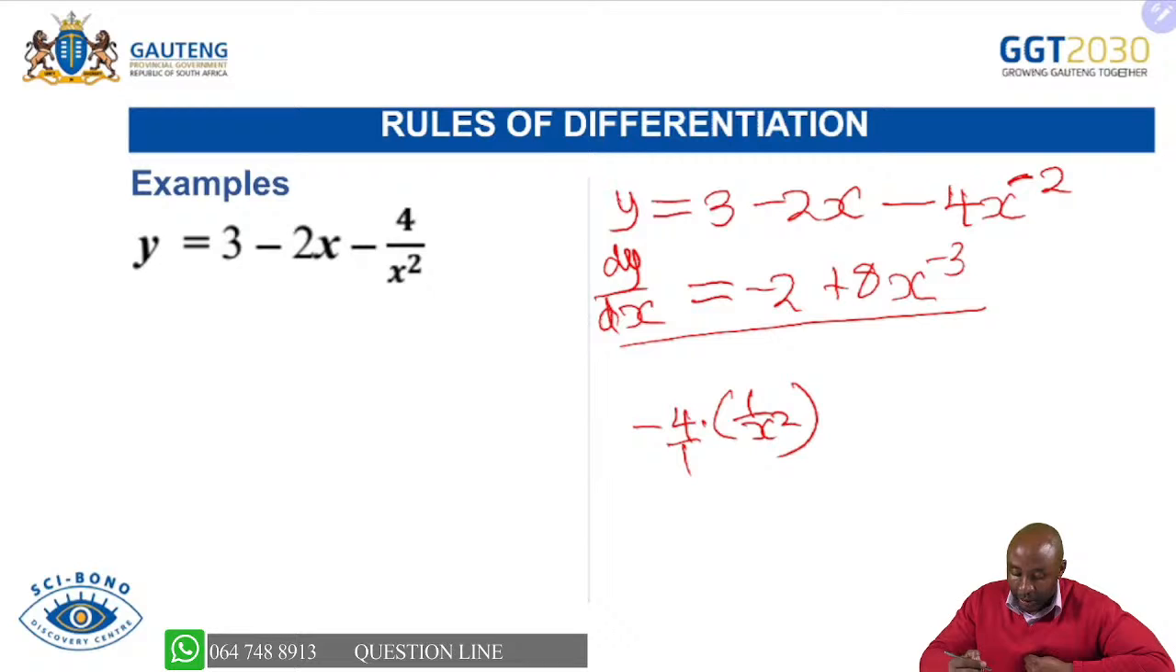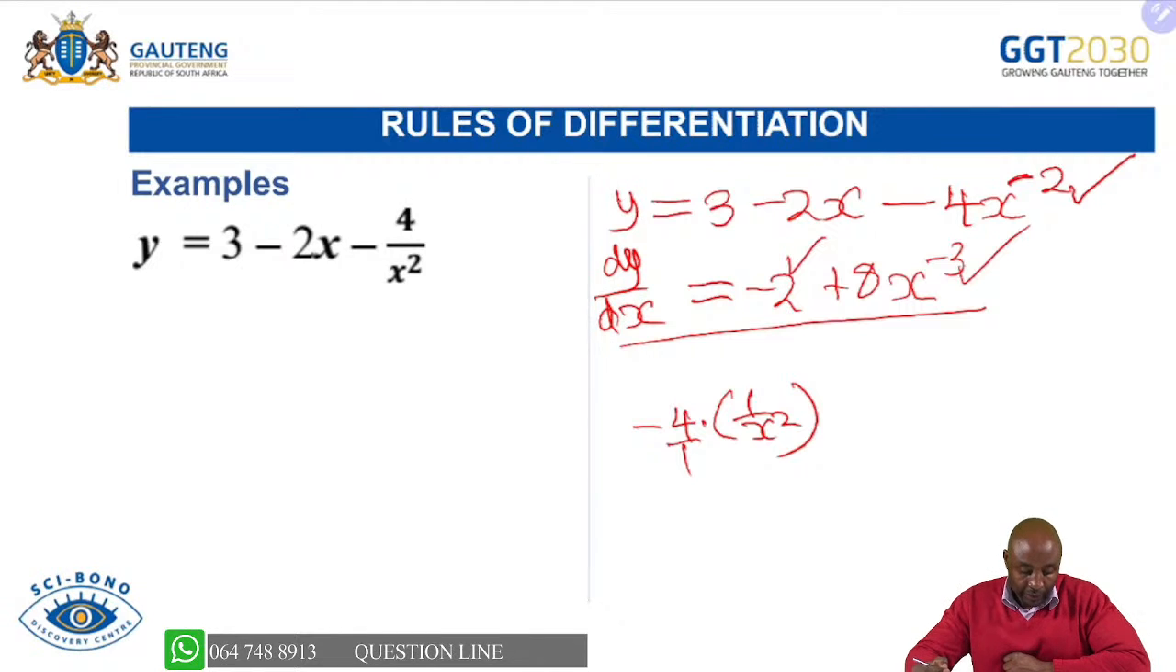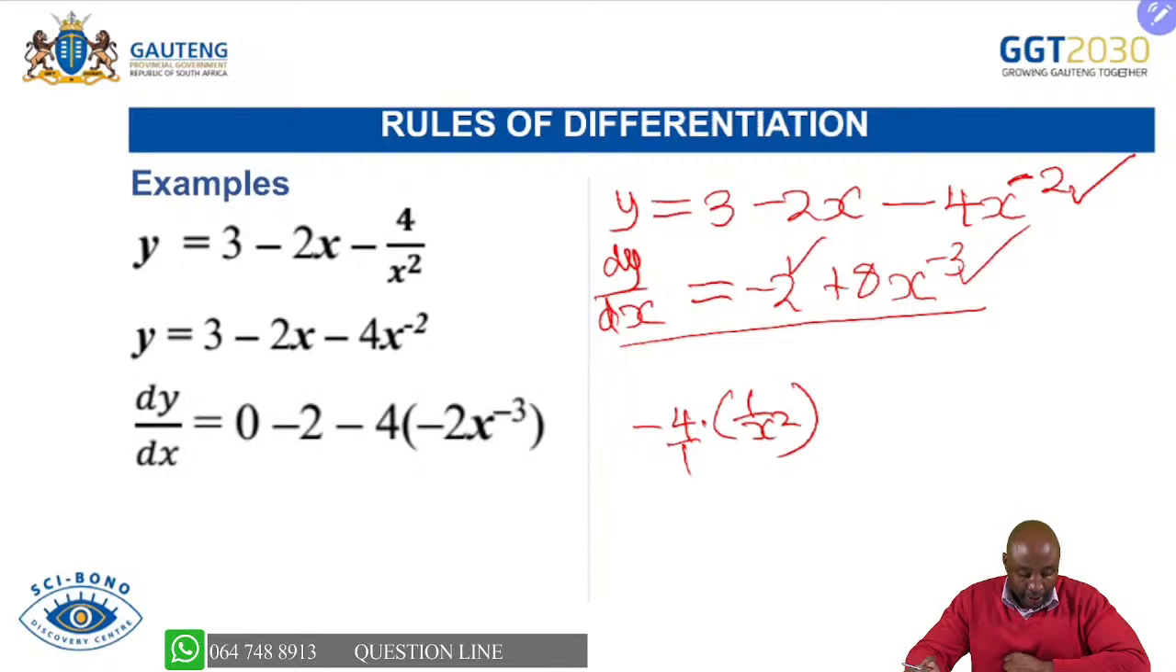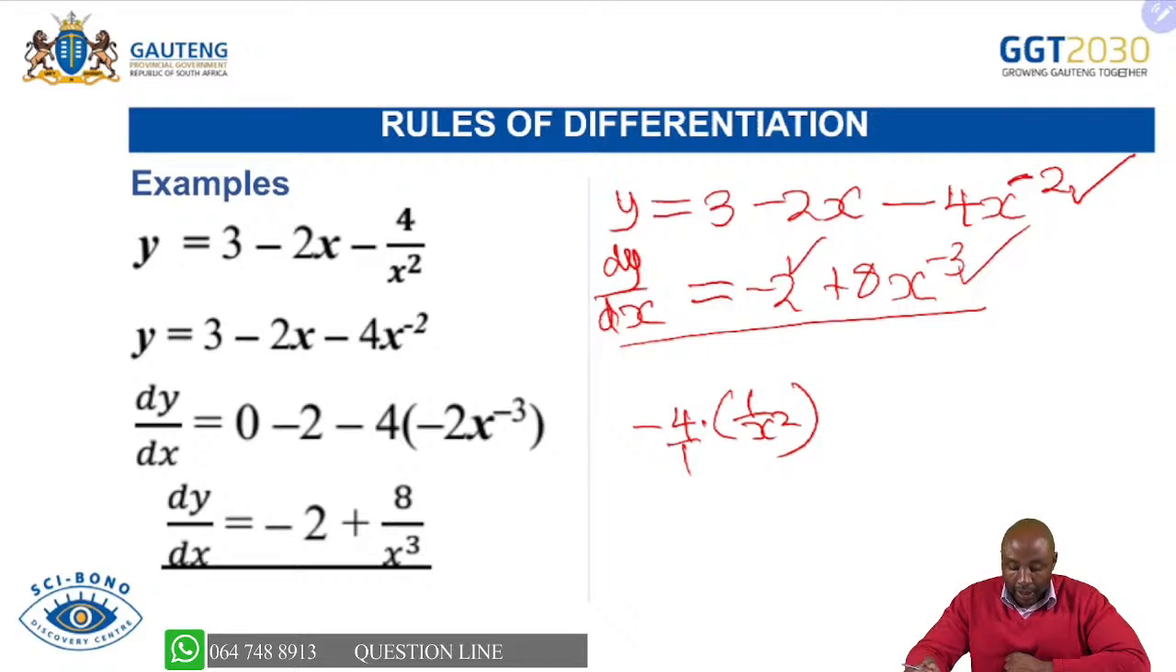In an exam situation, this question will have 3 marks for changing that to a negative exponent, negative 4 over x squared, and then for the derivatives. So this question will have 3 marks there. You can see what has happened, and we get our solution.